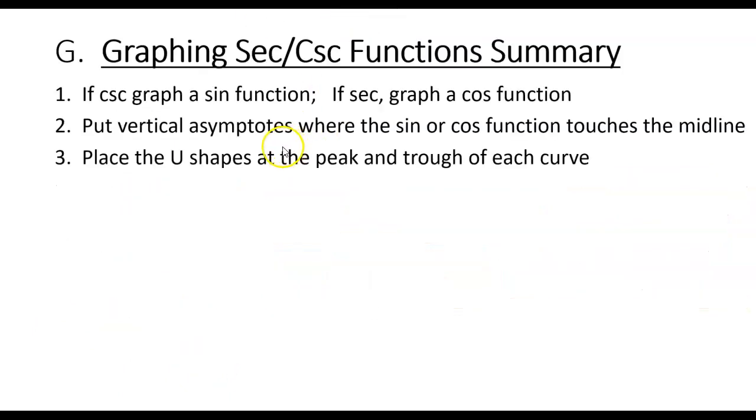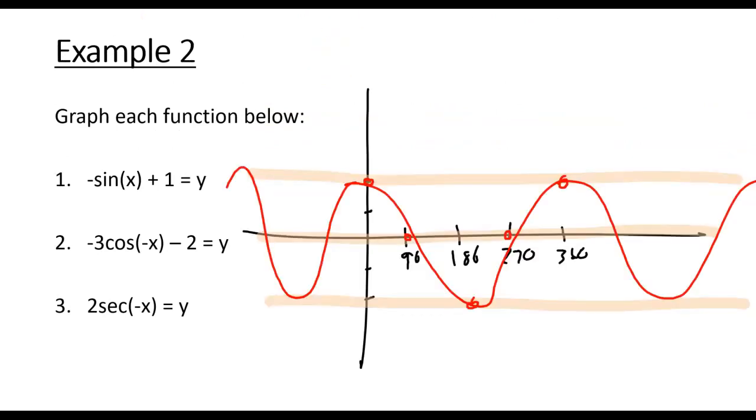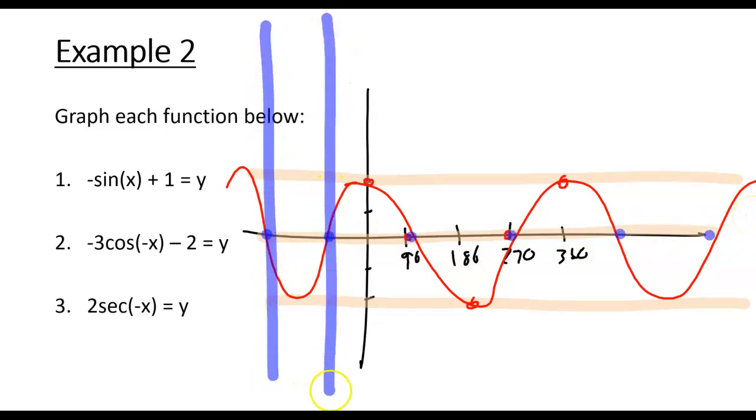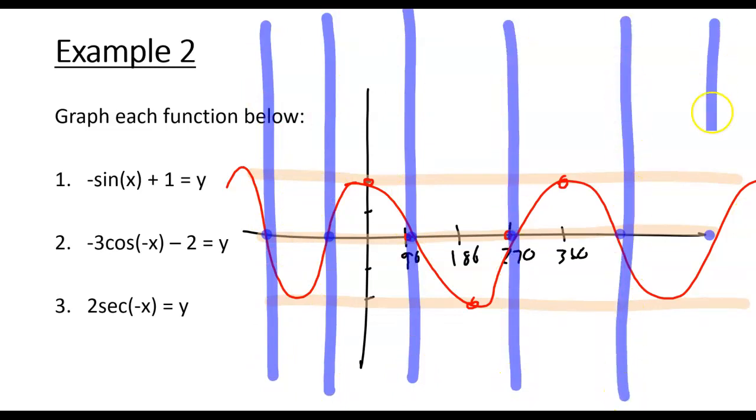Let's review with our secant steps here. So step 1, since we had a secant, we just graphed a cosine function. Now step 2, we're going to put vertical asymptotes where the cosine function touches the midline. So let's do that. So it touches the midline here, here, here, here, here, and here. So we're just going to draw some vertical lines here. Those are vertical asymptotes.